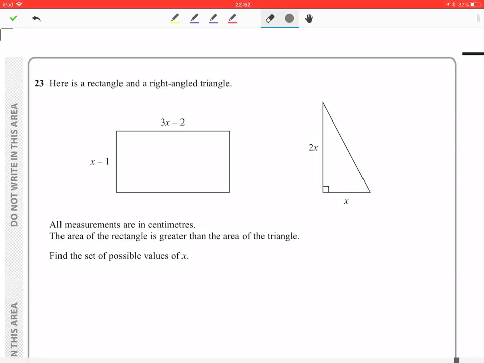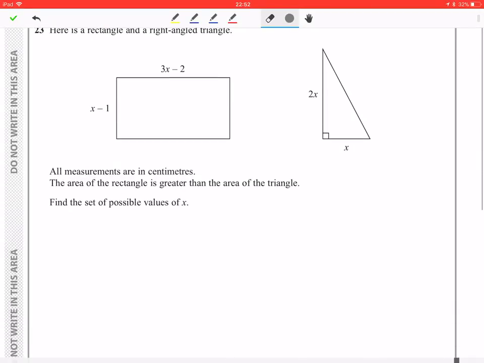November 17, Paper 1H, question 23. Here is a rectangle and a right-angled triangle. All measurements are in centimetres. The area of the rectangle is greater than the area of the triangle. Find the set of possible values of x.